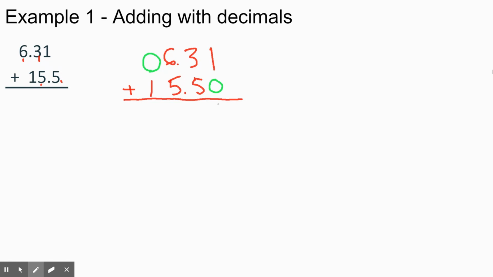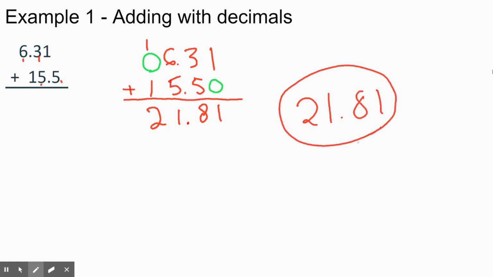We have 1 plus 0. It's 1. Amazing. We have 3 plus 5, which is 8. We have 6 plus 5. It's 11, so we're going to put a 1 down there. We'll carry our 1 here. And then we have 1 plus 0 plus 1, which is, of course, 2. And then we just take our decimal where it was, and we put it in the exact same spot that it would be. So that gives us our answer of 21.81.